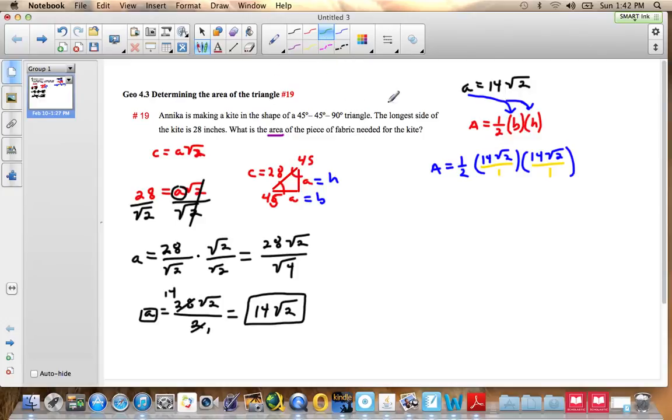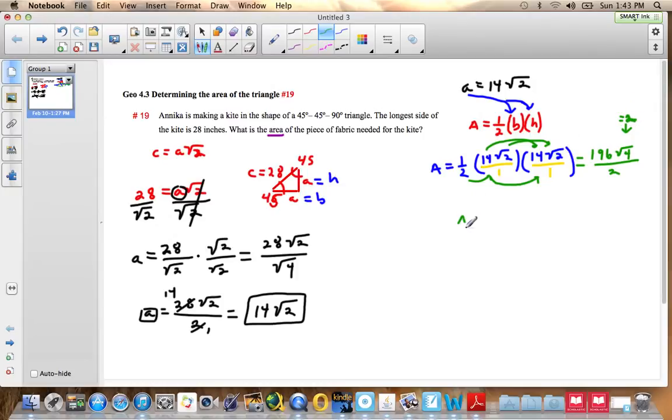So then I can say, okay, 14 times 14 is going to give me 196. Square root of 2 times the square root of 2 gives me the square root of 4, over 2 times 1 is 2, times 1 again gives me 2. And I'm going to need to simplify the square root of 4 right here, correct? Because it equals 2. 2 times 2.